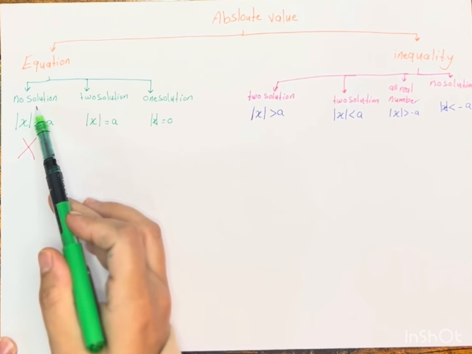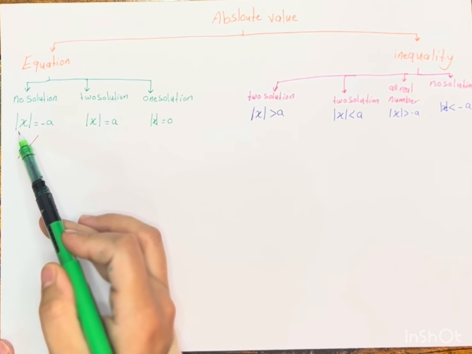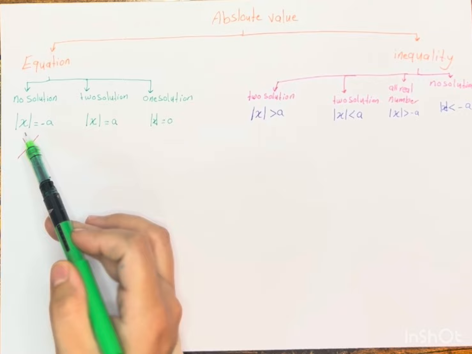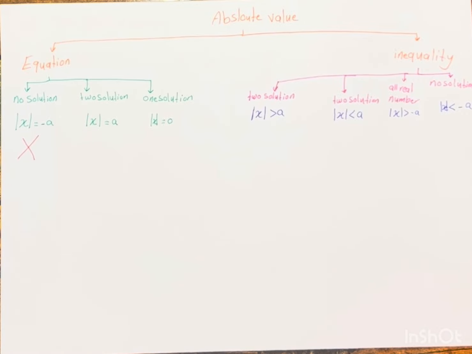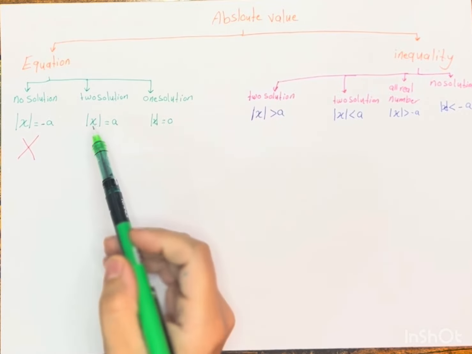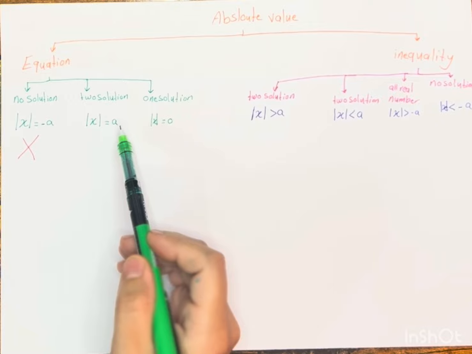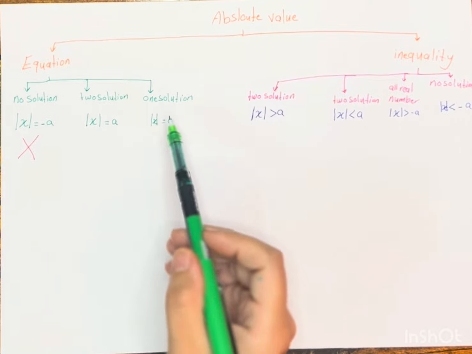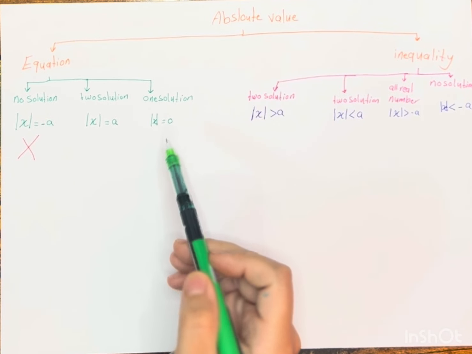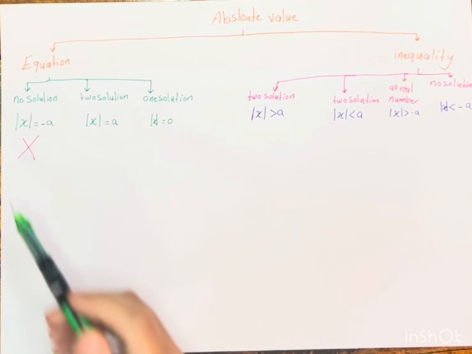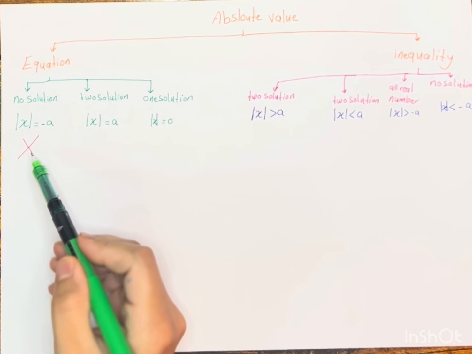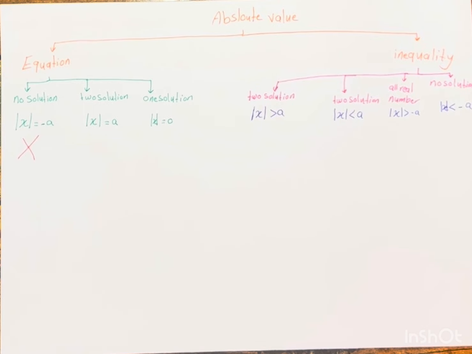No solution if an absolute value equals a negative number. Two solutions if the absolute value equals a positive number. One solution if the absolute value equals 0. Okay, for this one we don't solve it, we just say it has no solution.